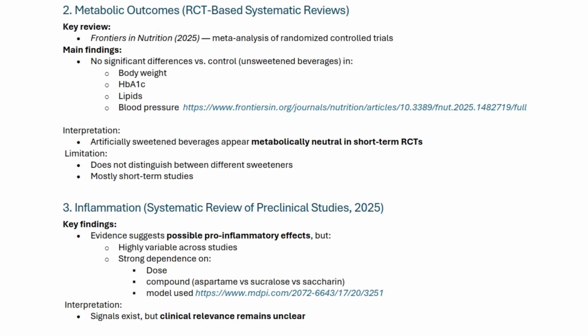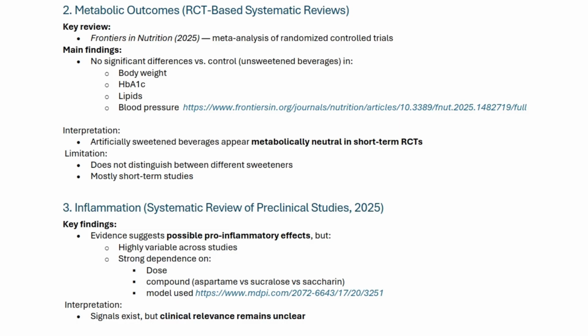Meta-analysis of randomized controlled trials examining the metabolic outcomes associated with artificially sweetened beverages. The main findings indicate that there are no significant differences in body weight, HbA1c levels, lipids, or blood pressure when comparing individuals consuming artificially sweetened beverages to those consuming unsweetened beverages. This suggests that artificially sweetened beverages may be metabolically neutral short-term.